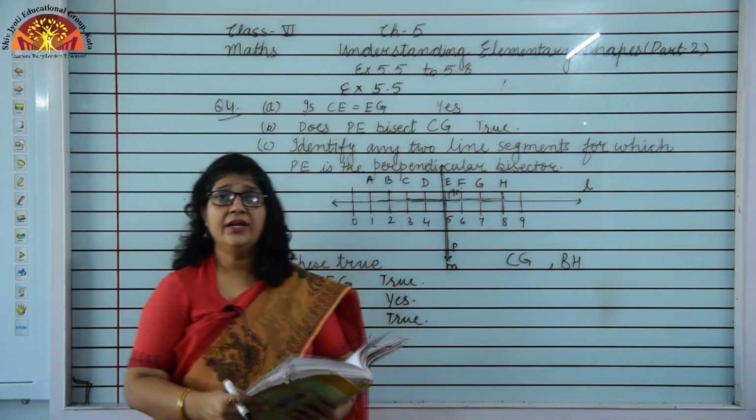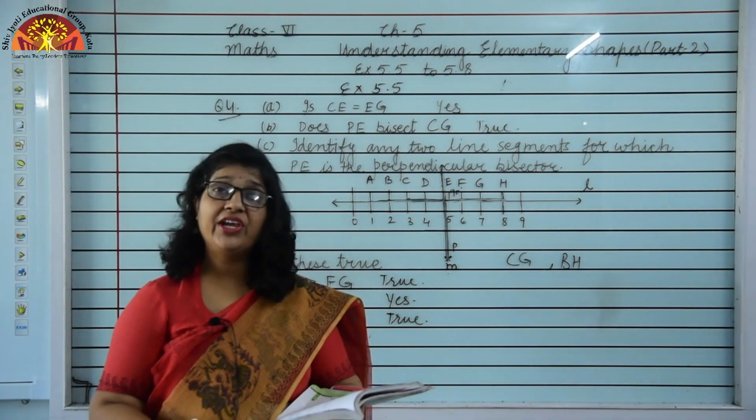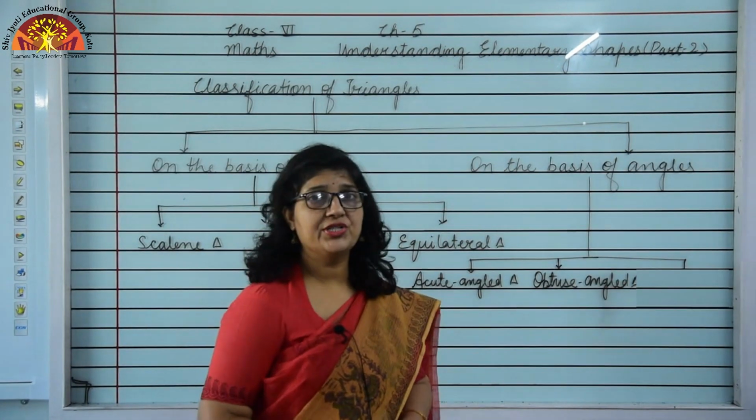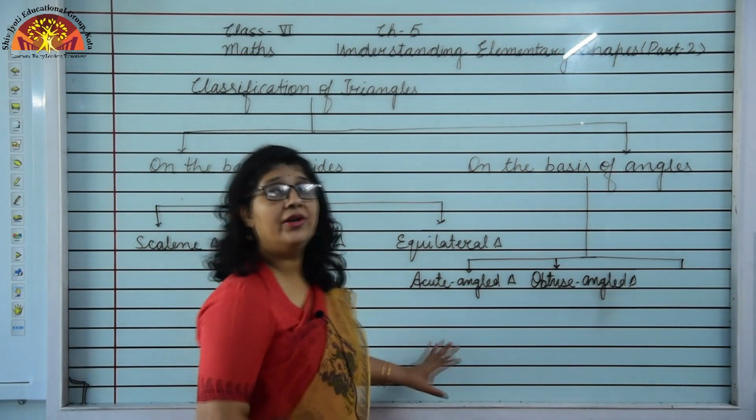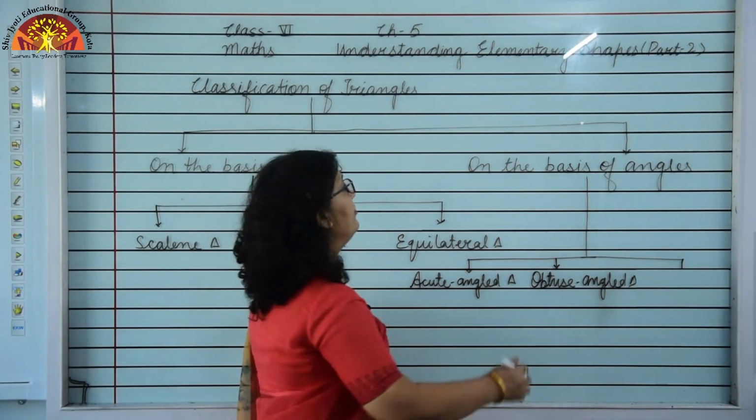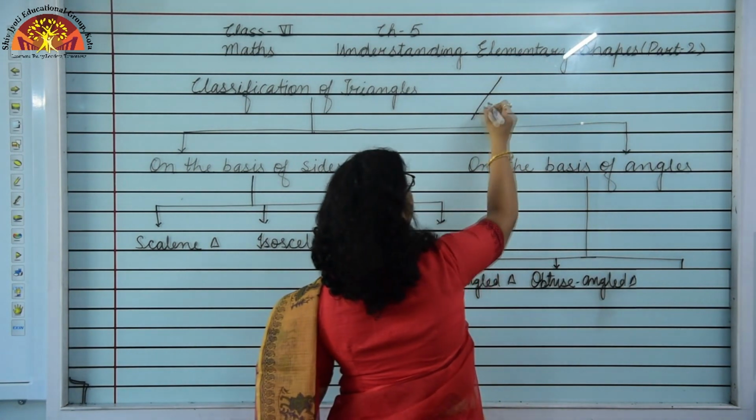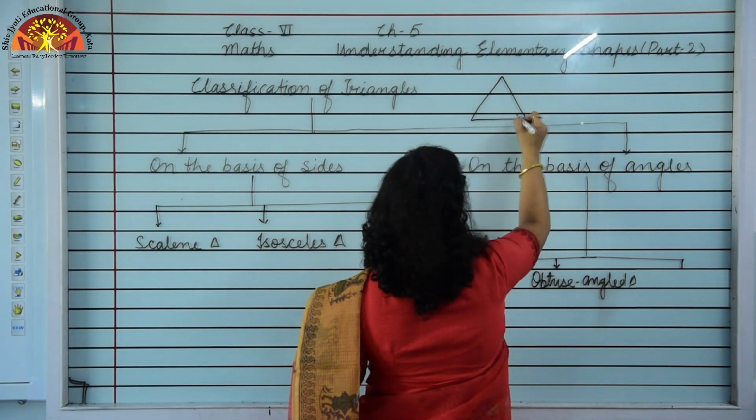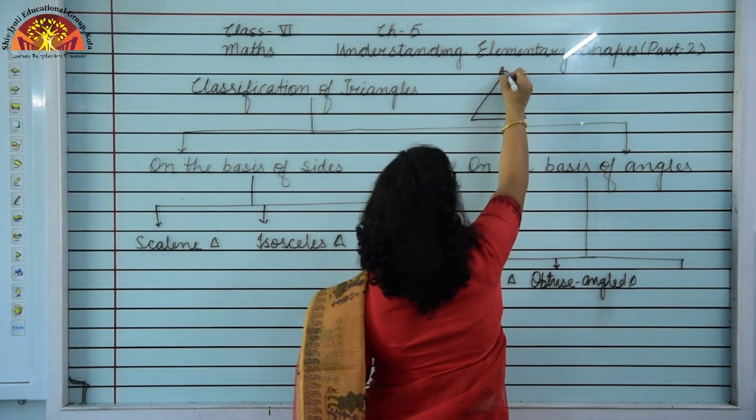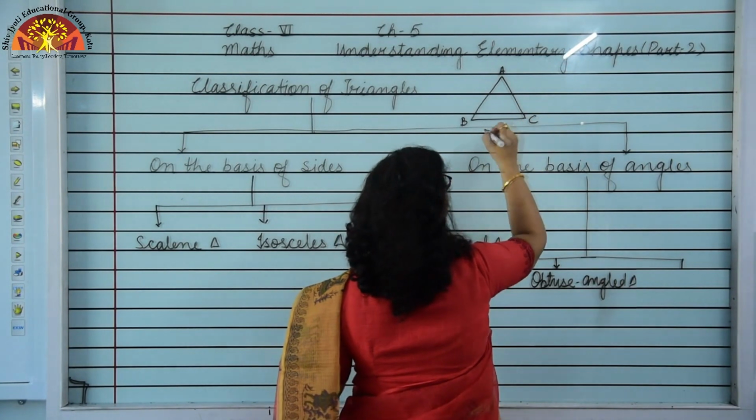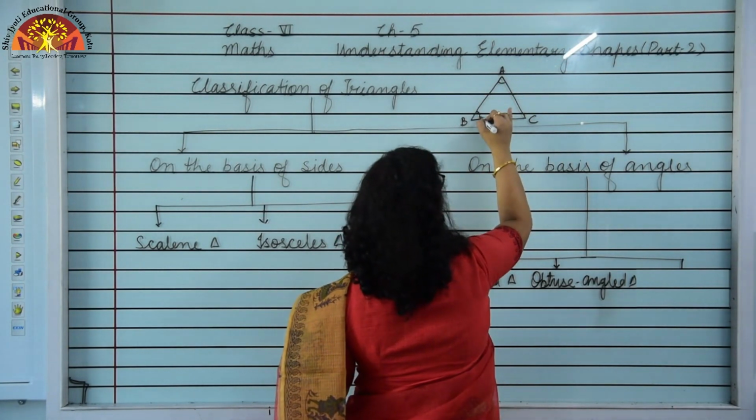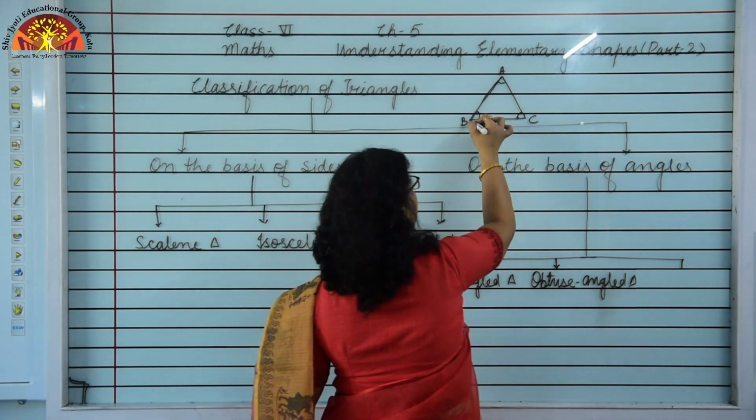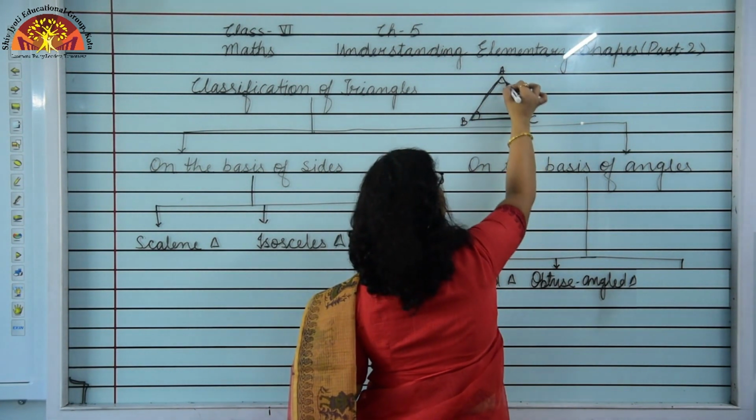Understood, students? Now we will start classification of triangles. Students, you already know what a triangle is. A three-sided figure or polygon is called a triangle. It has 3 angles, that is A, B and C. This is the angle, and sides AB, BC and CA.